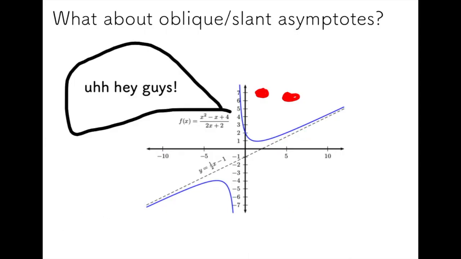Speaking of weird, how is our weird distant aunt, the oblique asymptote, doing? She is, of course, waiting for her own video tutorial, which you can find linked here.